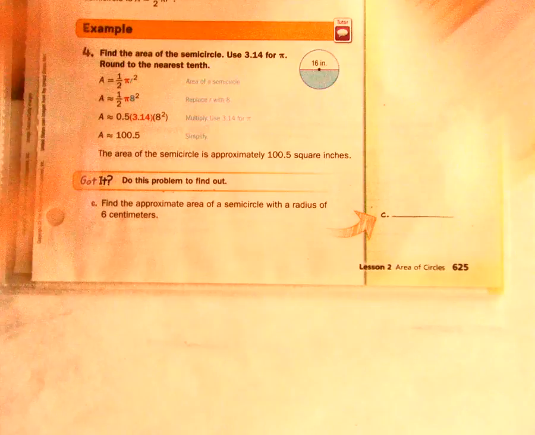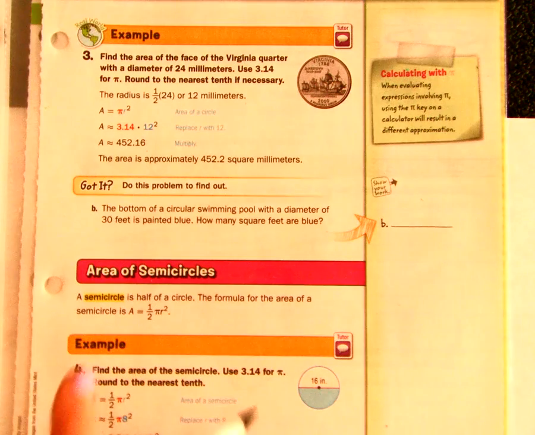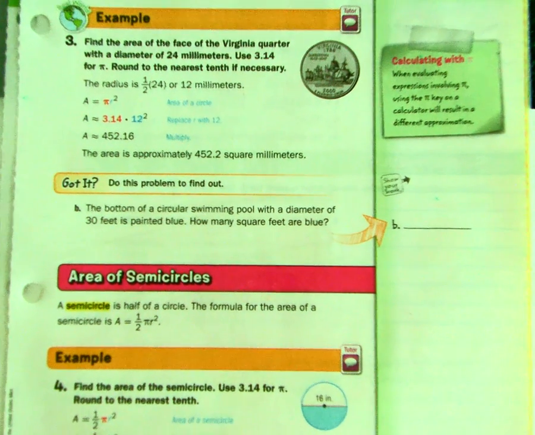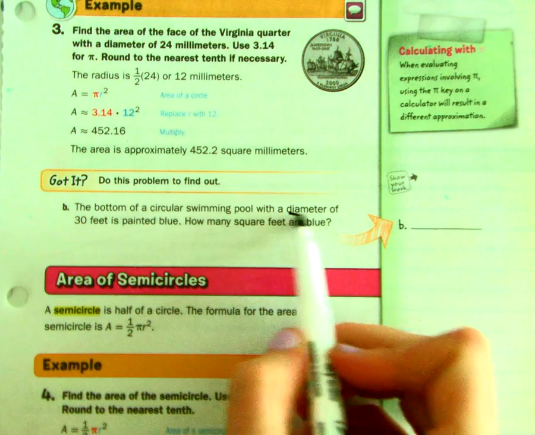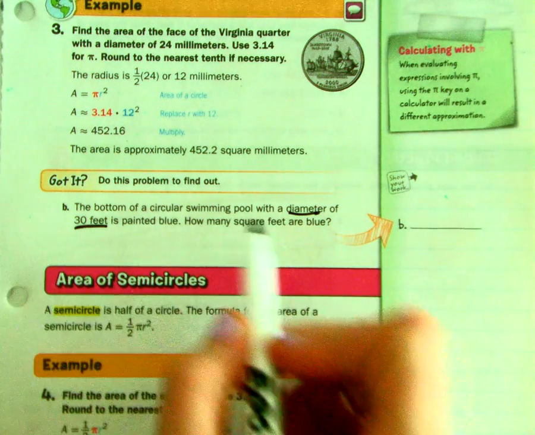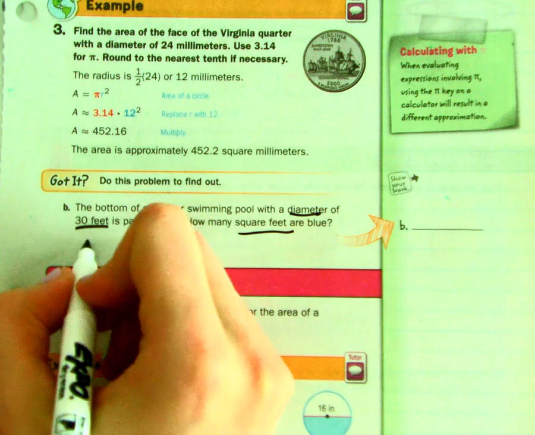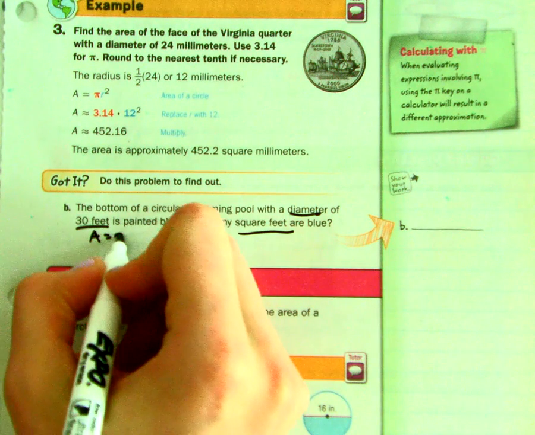Okay? If we look at letter B, the bottom of a circular swimming pool with a diameter of 30 feet is painted blue. How many square feet are blue? So again, I always look for my key points here. I have a diameter of 30 feet. I want to know how many square feet are blue. So I'm going to figure out area here. Again, area is pi r squared.